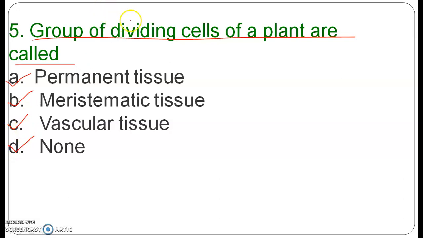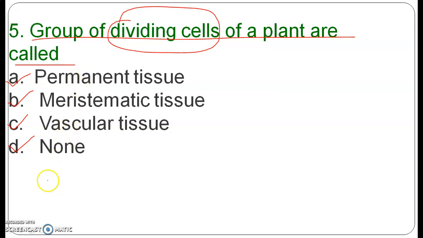Group of dividing cells. Okay, so dividing cells over here is the key. Group of dividing cells of a plant are called. You know very well that a group of cells is termed as tissue, so that we have already covered. So group of dividing cells, that means what? The cells in the tissue are dividing in nature. They have a tendency to divide continuously. So what's the correct answer?